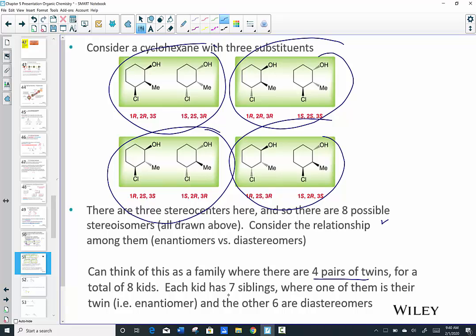So each kid has 7 siblings, whereas one of them is their enantiomer, that's their twin, and all others, the 6 others, would be their diastereomers. They do not look like one another in the mirror at all. So a set of twins gives you, for this structure, 1 enantiomer, and all of the other remaining siblings, if you will, would be diastereomers. They're not mirror images.